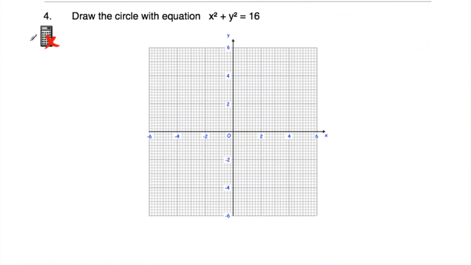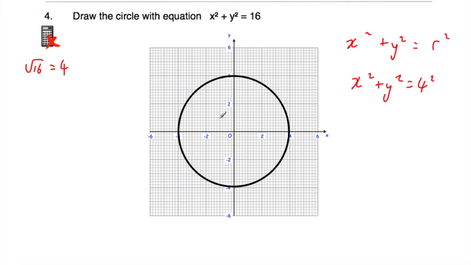Okay, let's have a look at our next question, question number 4. We've been asked to draw a circle with equation x squared plus y squared equals 16. Remember, at GCSE level, the equation of a circle is x squared plus y squared equals the radius squared. To find the radius, we just need to square root 16, which is 4. So x squared plus y squared equals 4 squared, and the radius of the circle is 4. We just need to draw a circle with radius 4 and the centre being the origin, 0, 0.